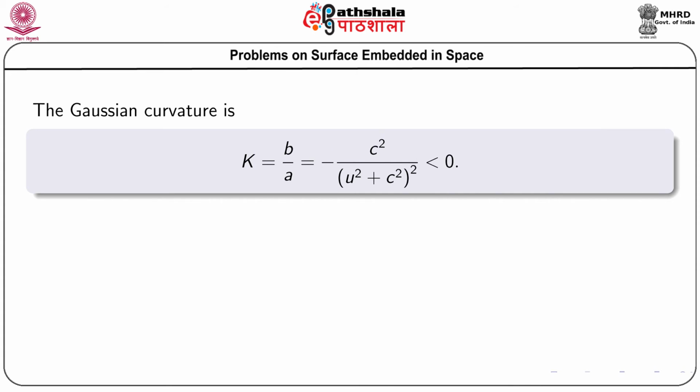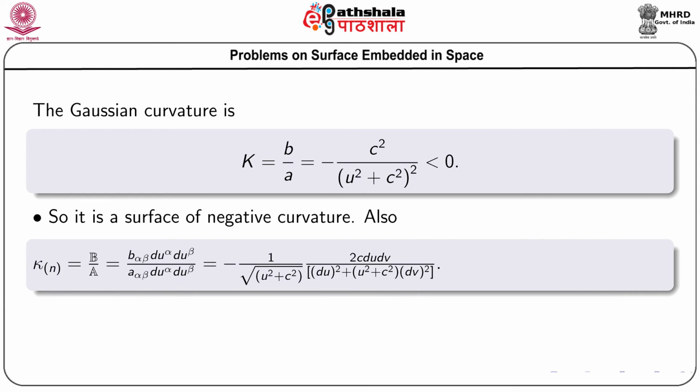Now, the Gaussian curvature is equal to B by A, which comes to minus c square by u square plus c square whole square, which is also again less than 0. So, the right helicoid is also a surface of negative curvature.